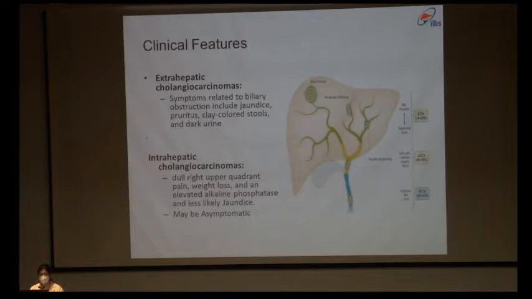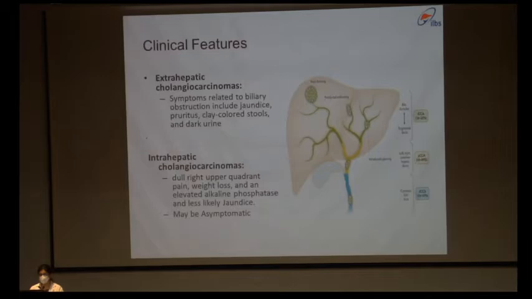Cholangiocarcinoma is of two types, extrahepatic cholangiocarcinoma and intrahepatic cholangiocarcinoma. Extrahepatic cholangiocarcinoma is further divided into perihilar cholangiocarcinoma and distal cholangiocarcinoma, and in these the patient usually presents with biliary obstruction symptoms like jaundice, pruritus, clay-colored stools, and dark urine. Whereas for intrahepatic cholangiocarcinoma, patients are usually asymptomatic or may present with dull upper abdominal pain with weight loss, and on LFT there is an increase in alkaline phosphatase.